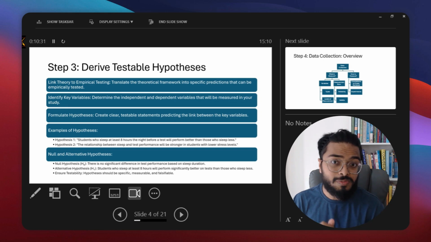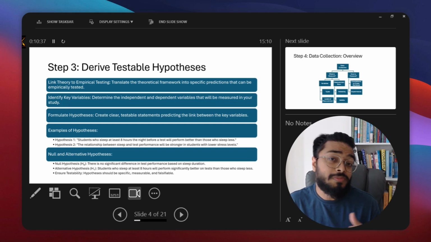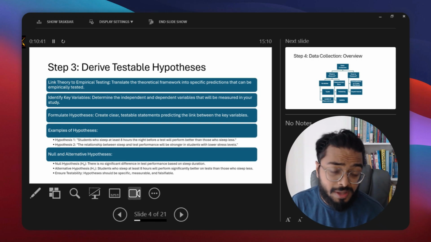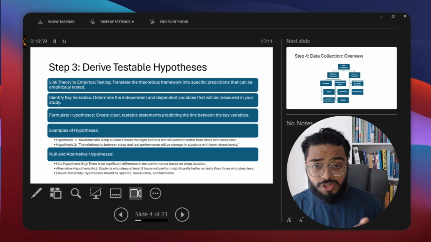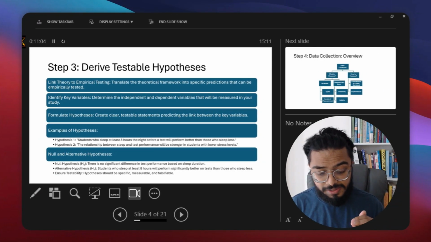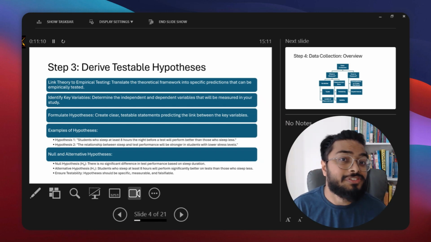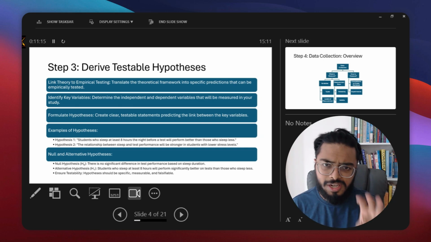Another example would probably be that there is no relationship in depression outcomes based on the strength of therapeutic alliance. So, in short, null hypothesis is the default hypothesis, and what it essentially suggests is that there is no effect or no difference between the two variables that you're probably studying. So that's the null hypothesis.